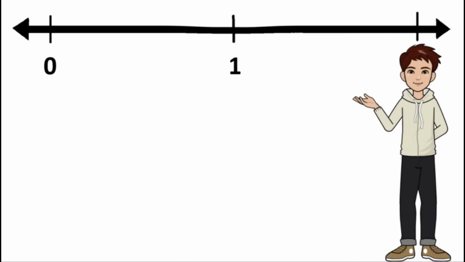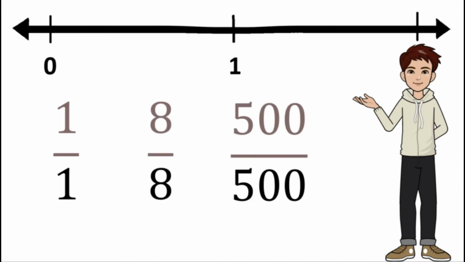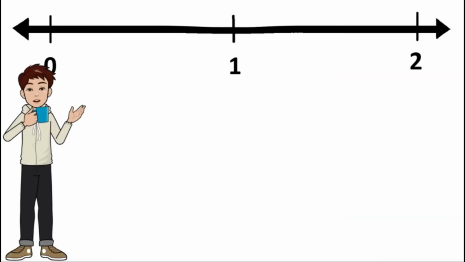The next type of fraction is when both the numerator and denominator are the same. For example, 1 by 1, 8 by 8, 500 by 500. Their values are just 1. They are located on this area of the number line, which is just equal to 1. And this rule doesn't apply to 0 because, as I told earlier, having 0 as denominator is a big no-no.